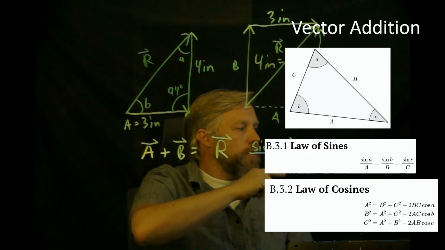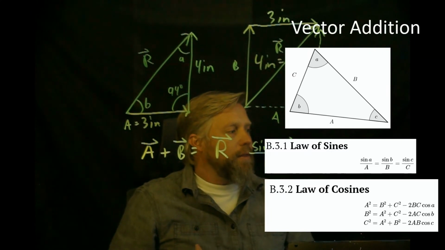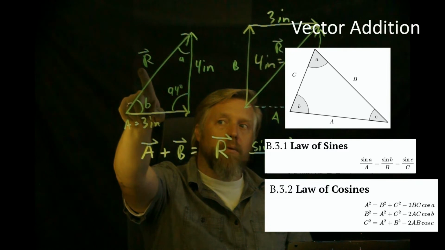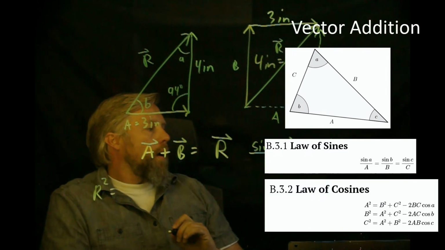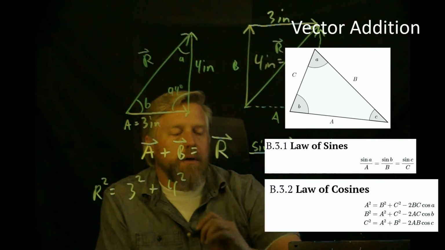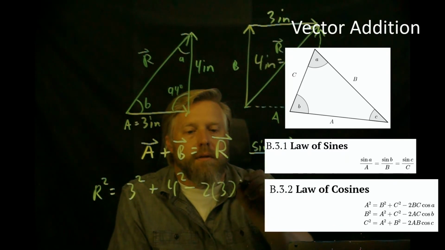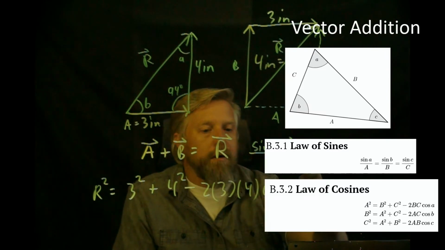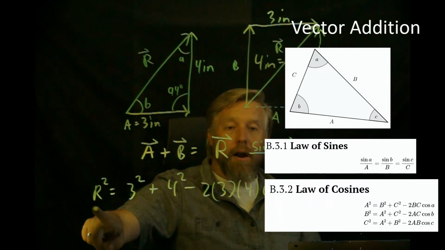It doesn't really matter which one of these you choose down here. They're really all the same thing. Note that there's only one angle in the equation. We want that angle to be the one across from the one we want to solve. R squared is equal to a squared plus b squared, 3 squared plus 4 squared, minus 2 times 3 times 4 times the cosine of the angle across from r, which is 94 degrees. We can solve that equation, and we're going to get our magnitude of r.